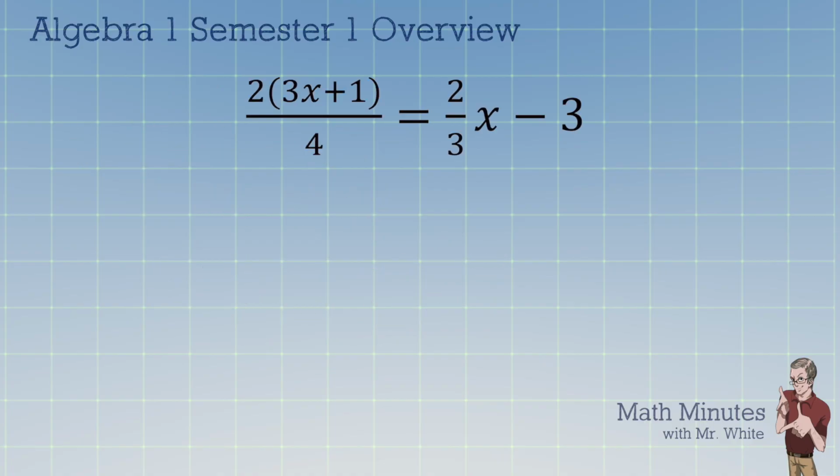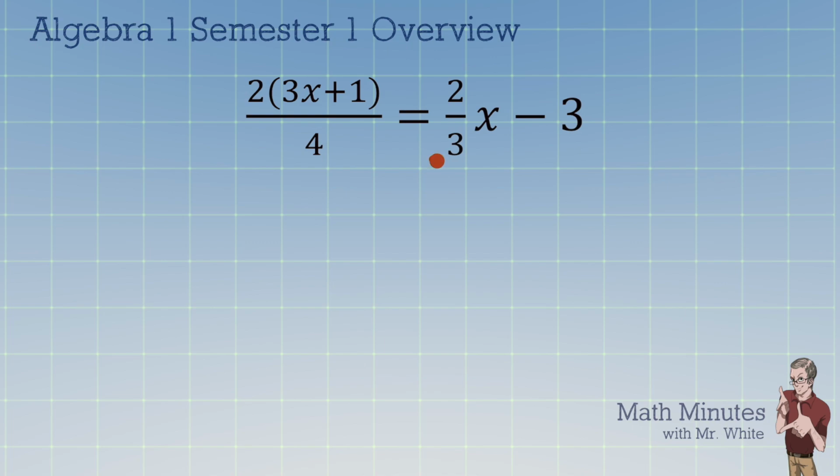This next equation is kind of crazy. We've got this fraction over here, and then we have a 2/3 x subtract 3 over here. So, you have to kind of decide what you're going to do first. There's a couple different ideas that we could do, but let me show you one trick, and I'm going to do some other equations where I use this same trick.